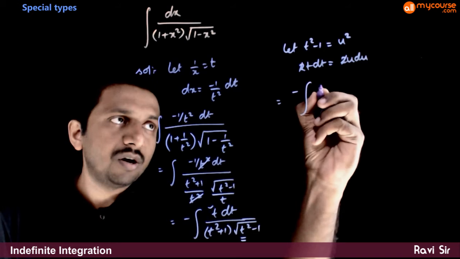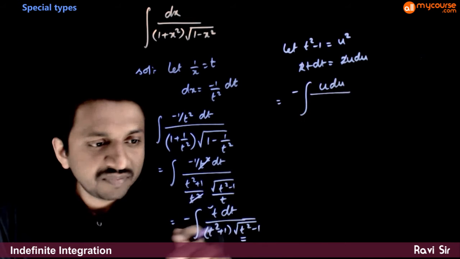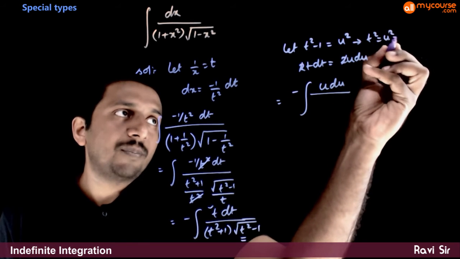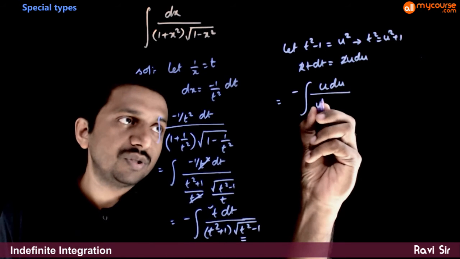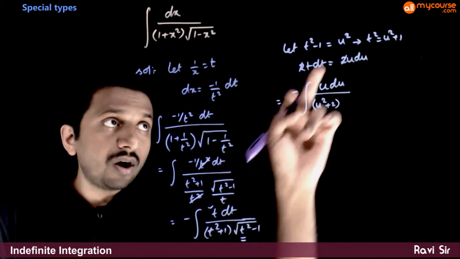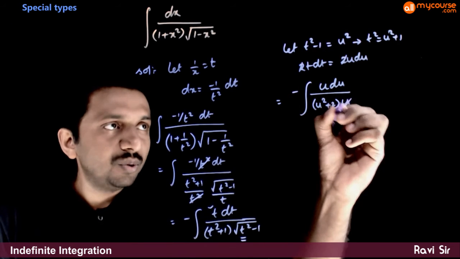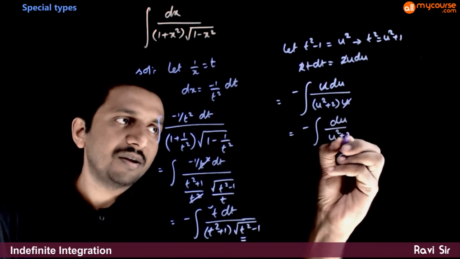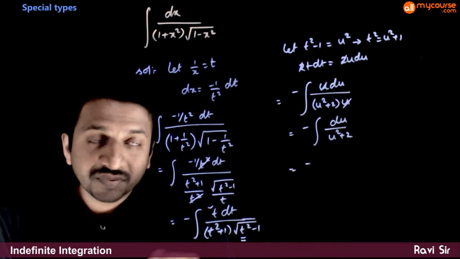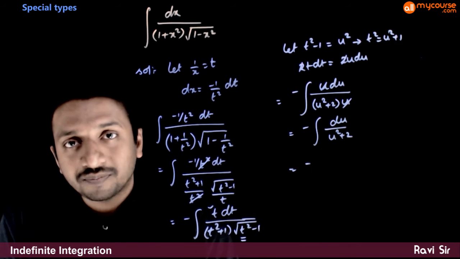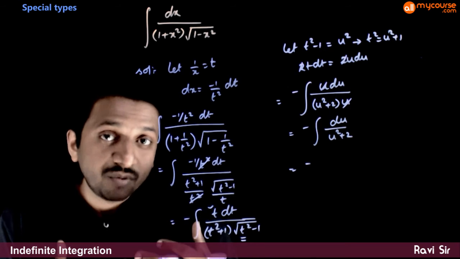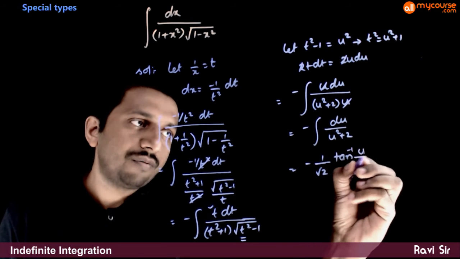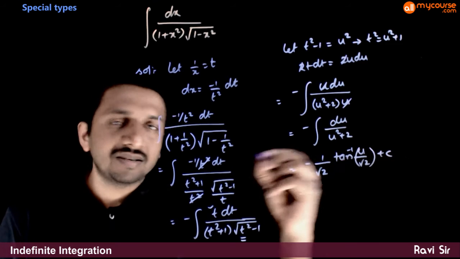So minus integration of u du divided by (t square plus 1). t square is nothing but u square plus 1. So t square plus 1 is u square plus 2, into root of u square, which is u. This u and this u got cancelled. So the integration has become integration of du by (u square plus 2). That is equal to minus of, it is of the form 1 by (x square plus a square). The integration is 1 by a tan inverse of x by a. So 1 by root 2 tan inverse of u by root 2 plus c.